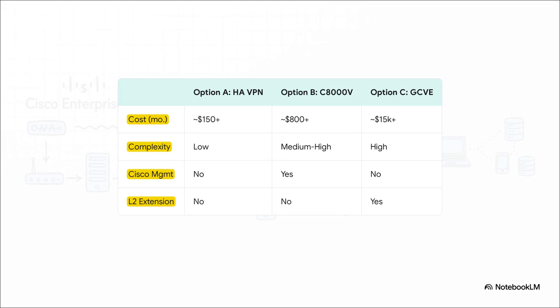This table really lays it all out, doesn't it? If you look at the cost row, the native VPN is obviously the cheapest, and GCVE is way, way more expensive. The C8000V sits right there in the middle. But now, look at the Cisco MGMT row. The C8000V is the only option that says yes. It's the one path that lets your network team keep using their existing tools and expertise. For most Cisco shops, this makes it the clear sweet spot.